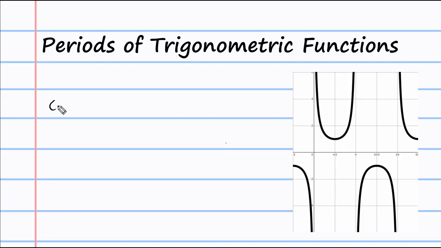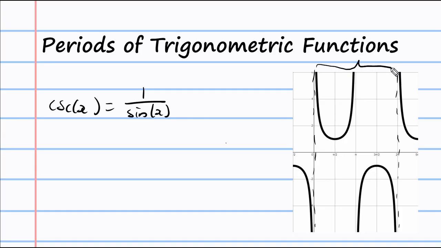This is the function cosecant x, which is the same as 1 over sine of x. Sine of x has a period of 2 pi, so cosecant x will also have a period of 2 pi. And if you take a look from 0 to 2 pi, we can see that the cycle begins again after 2 pi. So this is one cycle.